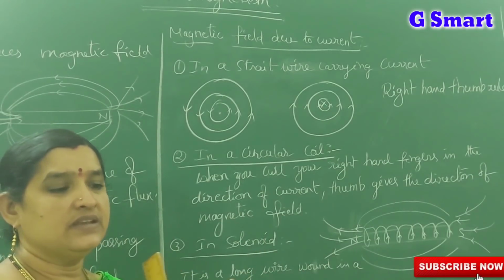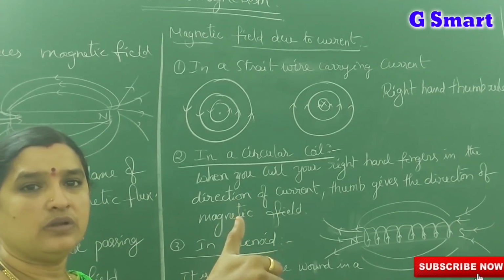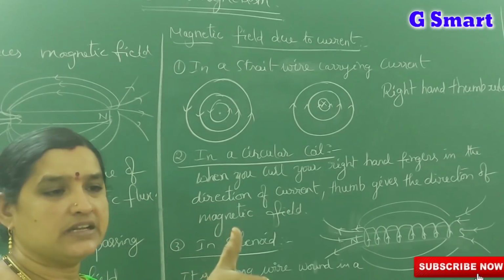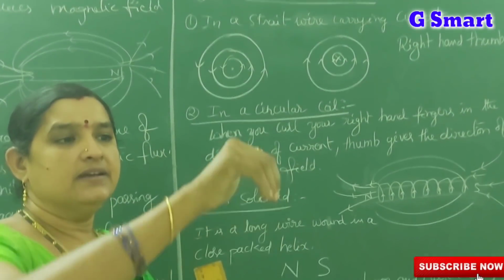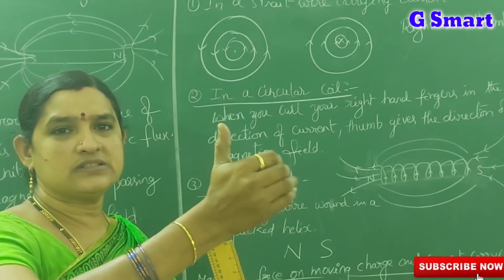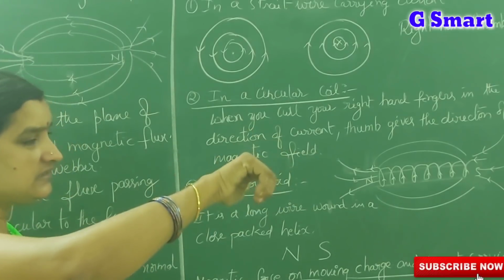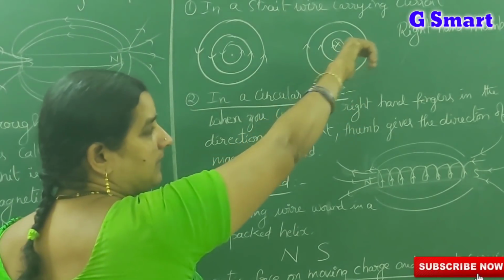See here, this is the right hand thumb rule. Suppose we keep it here: the thumb represents the direction of current, and the magnetic field is denoted by the direction of the remaining fingers. First, suppose the current is penetrating into the paper.